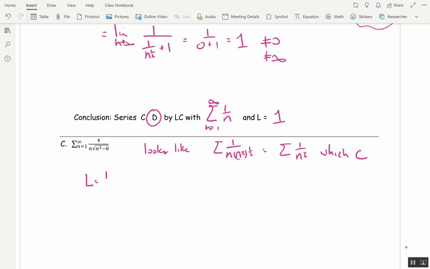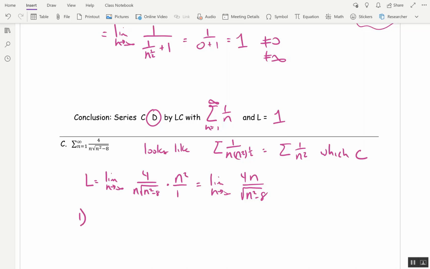So L is the limit as n goes to infinity of the ANs, which are 4 over n times the square root of n squared minus 8 times the reciprocal of the BNs. Okay, so if I simplify this, cancel one of the n's, that's the limit as n goes to infinity of 4n over the square root of n squared minus 8. Okay, so here's method 1 for finding this limit.